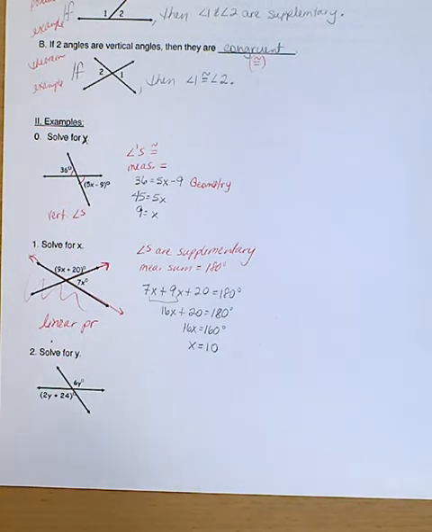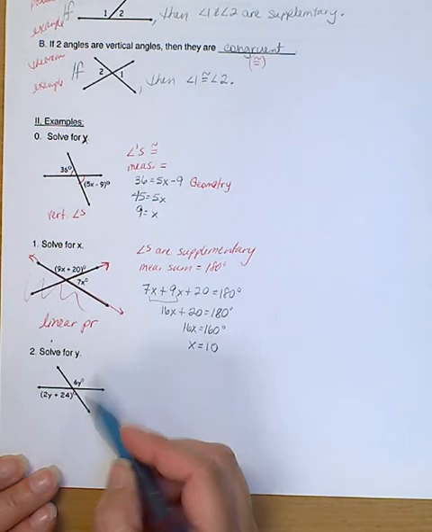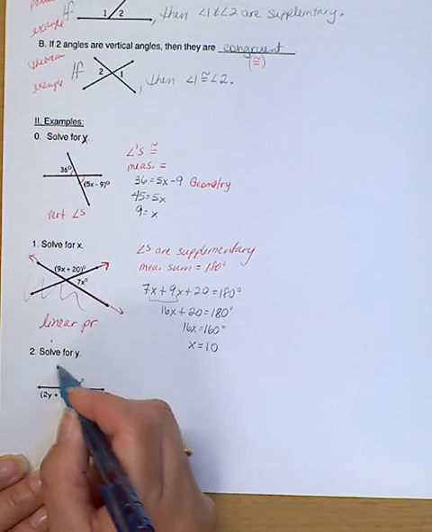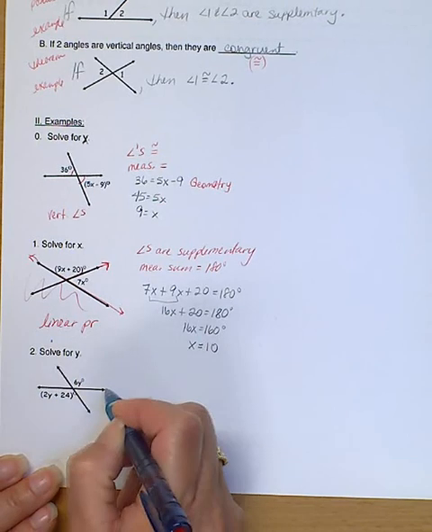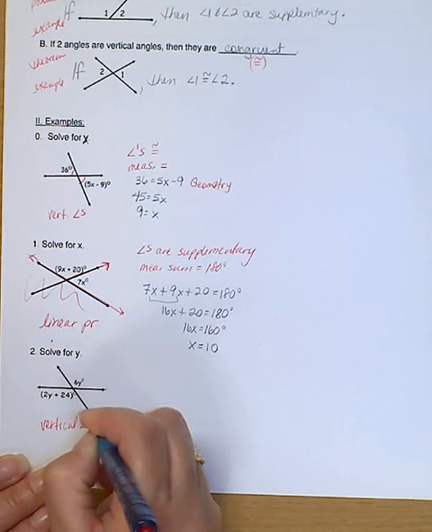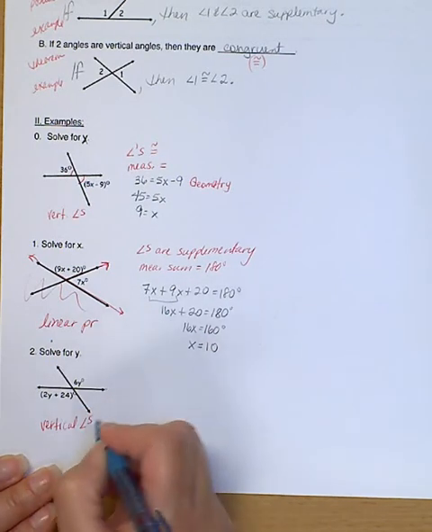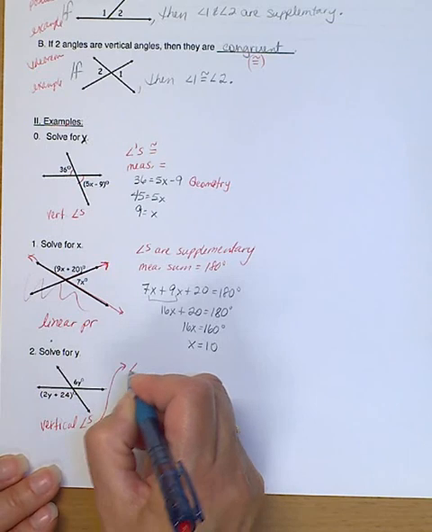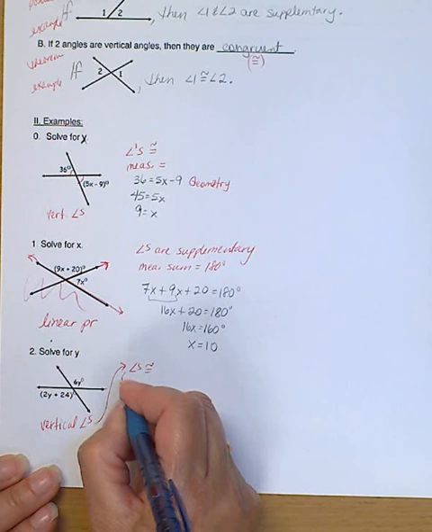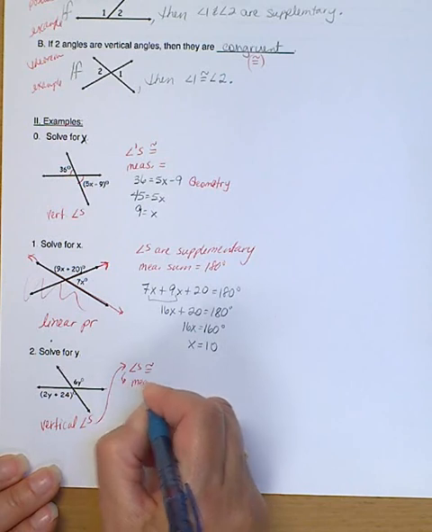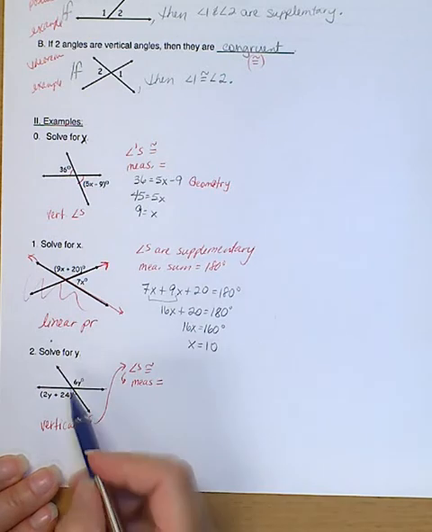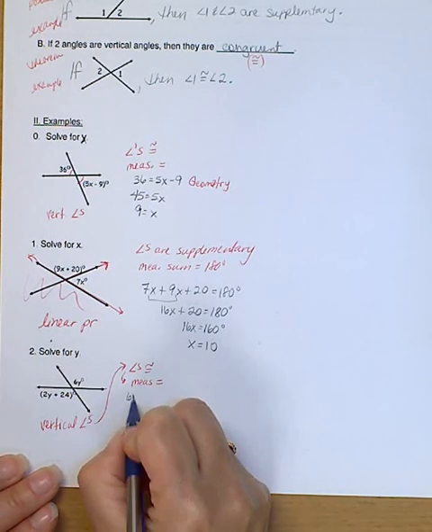Welcome back. So were the two angles adjacent? No, they are not. Are they formed by two intersecting lines? Yes, they are. So these are vertical angles. And if they're vertical angles, then we know that the angles are congruent. And since the angles are congruent, we know their measures are equal. So we can set their measures equal.